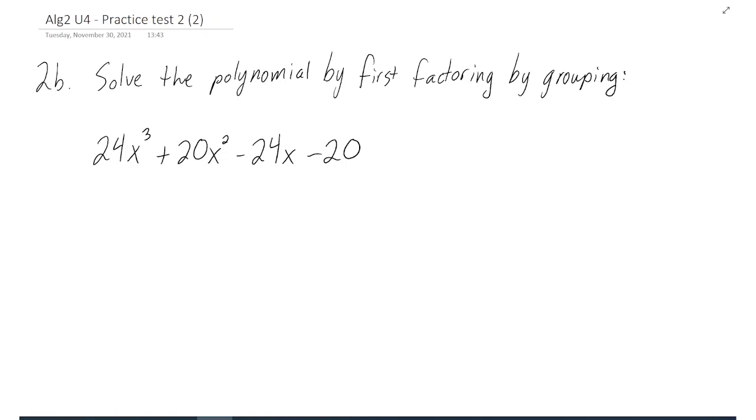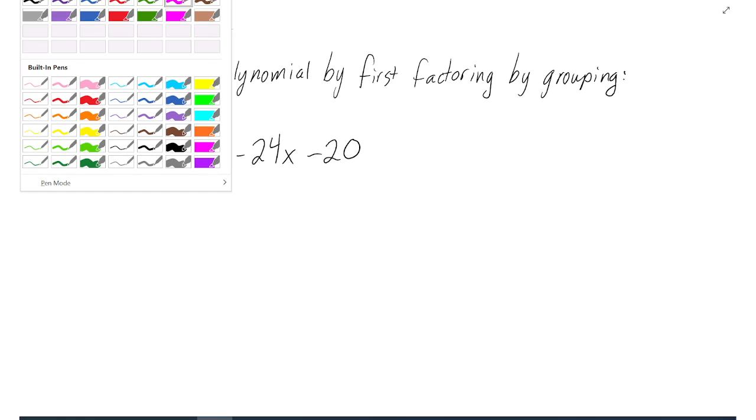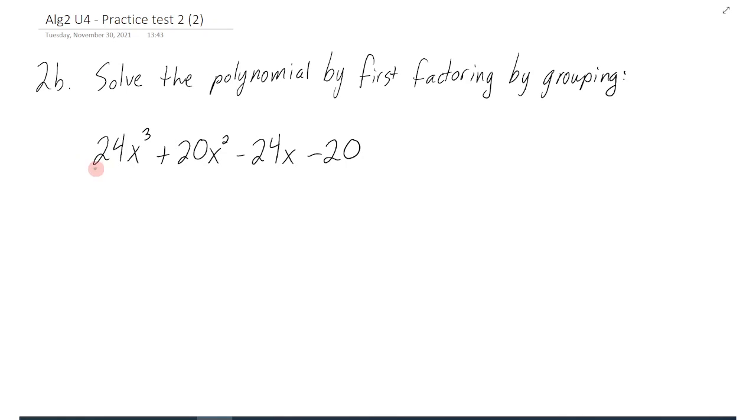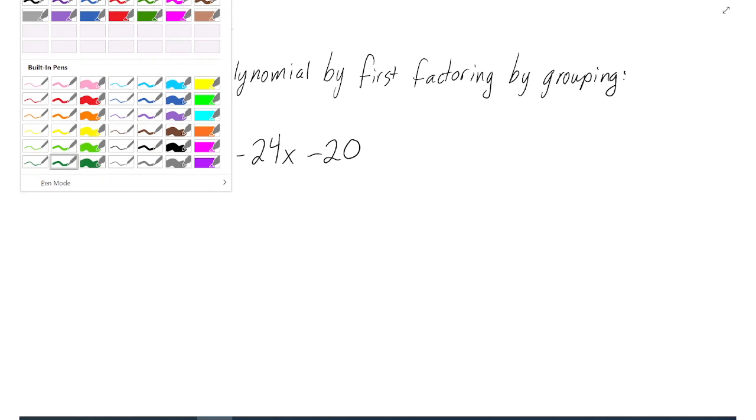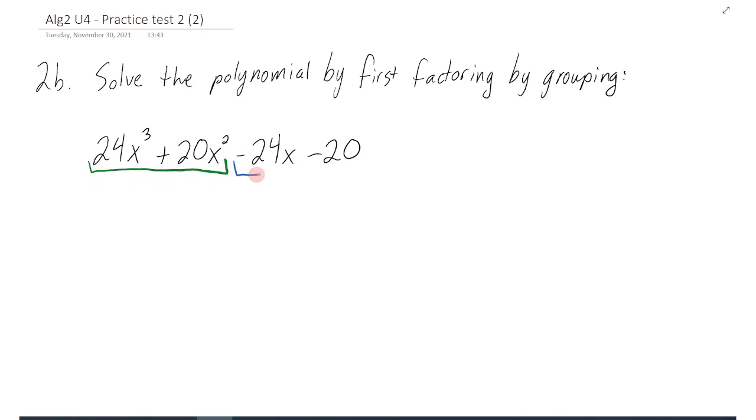Second problem on the Unit 4 practice test number 2, 2B. Just a quick working through it. So this one is solve the polynomial by first factoring by grouping. Okay, so factoring by grouping, what we are doing is we are looking at groups of our polynomial here and factoring out a common factor from just those two terms within here.